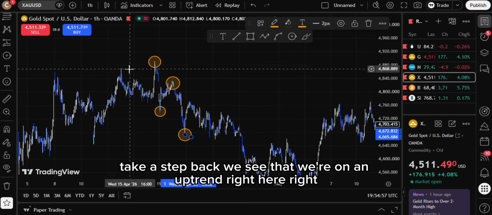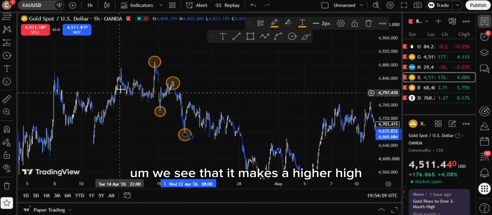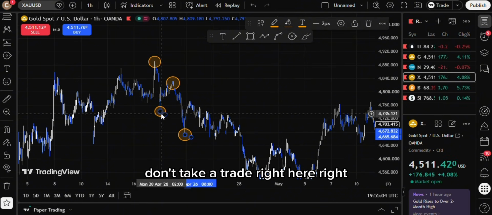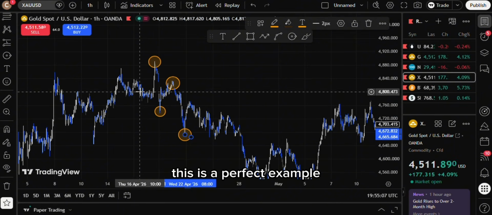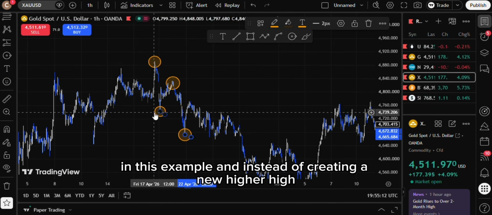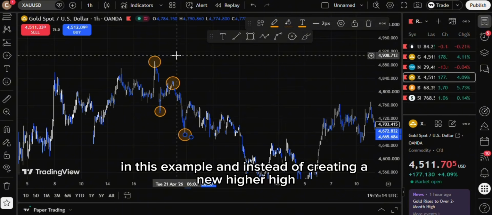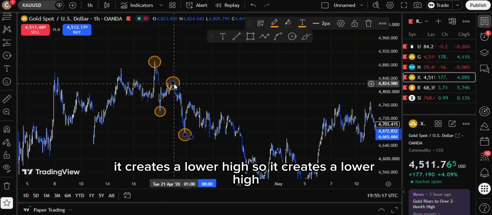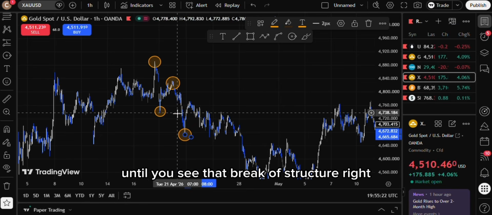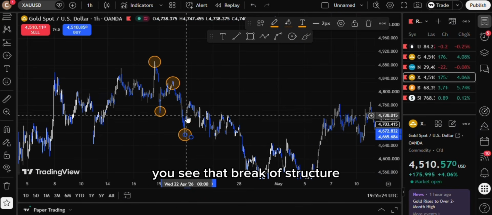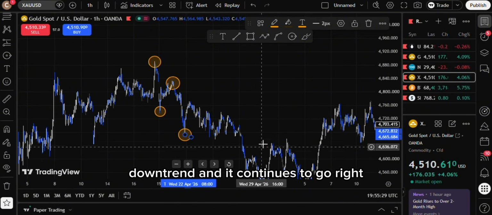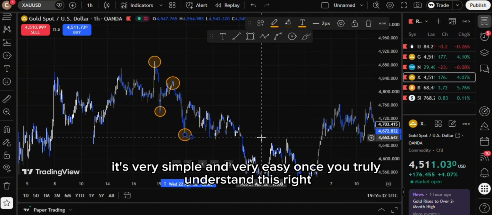We see that we're on an uptrend right here, right? We see that it makes a higher high, but what does it do? It breaks through that. Don't take a trade right here, right? Don't take a trade right here. This is a perfect example. Higher high, it creates a higher low, I guess, in this example. And instead of creating a new higher high, it creates a lower high. Don't take a trade here yet until you see that break of structure, right? You see that break of structure, and then you're like, okay, now we're going to be going on the downtrend. Boom, downtrend, boom, downtrend, and it continues to go, right? It's very simple and very easy.